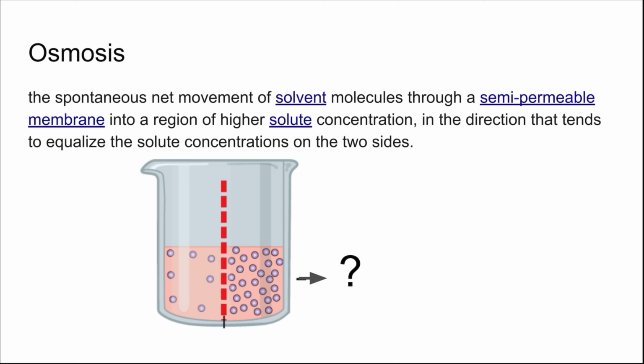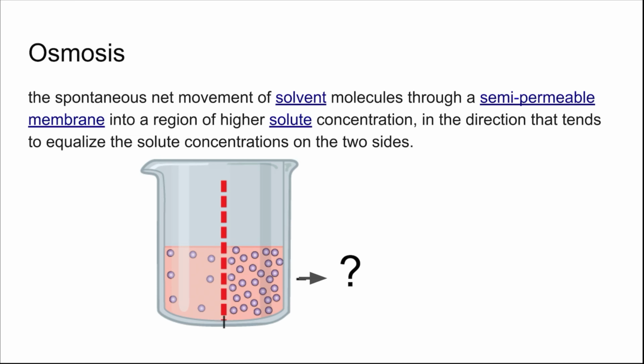Here's a thought experiment. Try to predict the outcome. Remember that osmosis is the spontaneous net movement of a solvent molecule through a semi-permeable membrane into a region of higher solute concentration. It does so in the direction that tends to equalize the solution concentrations on both sides. In the center of the beaker, we have a semi-permeable membrane. That membrane will allow the movement of water, in this case represented by pink liquid, across the membrane. So water can travel to the left side and the right side. The molecules in the concentration, however, can't pass through the membrane. So on the right side, we have a higher concentration than on the left side.